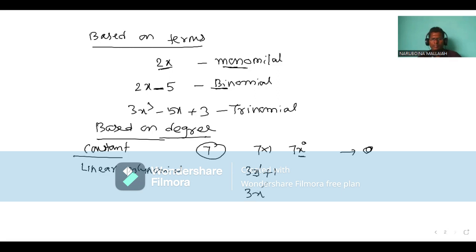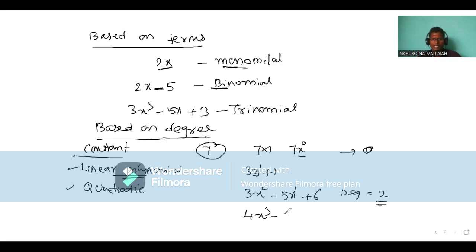Now I am writing 3x square minus 5x plus 6. This is also a polynomial. Now we are putting one name based on degree. See here degree. On x we have exponent 2. On x here 1 we have. Maximum exponent is 2. So its degree is 2. So if the degree of this expression is 2, this is called quadratic polynomial.